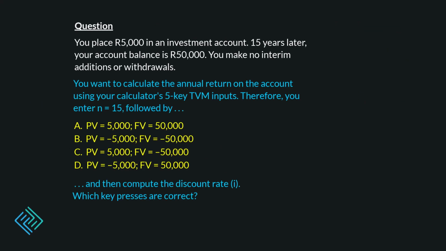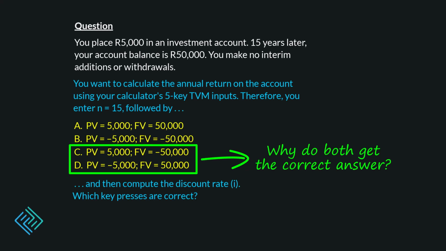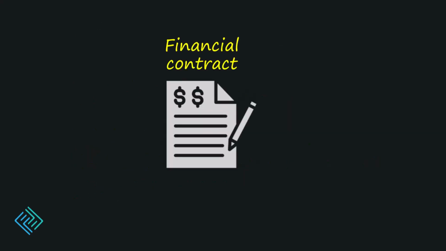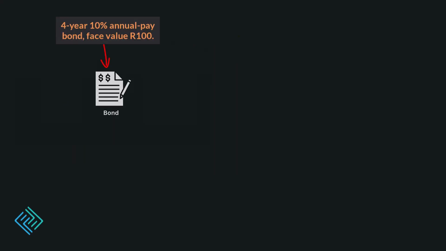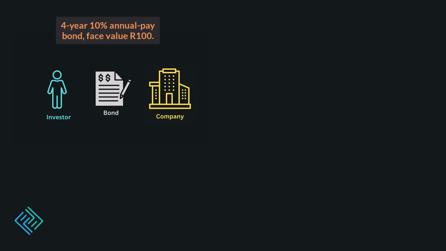Why doesn't it matter whether you use the signs in option C or the ones in option D? This all comes down to the fact that the cash flows in a TVM scenario are the direct result of some kind of financial contract, and there are two parties to a contract. Let's take the example of a 4-year 10% coupon rate bond as our financial contract. One of the parties to this contract is the investor, and the other is the company which issued the bond.